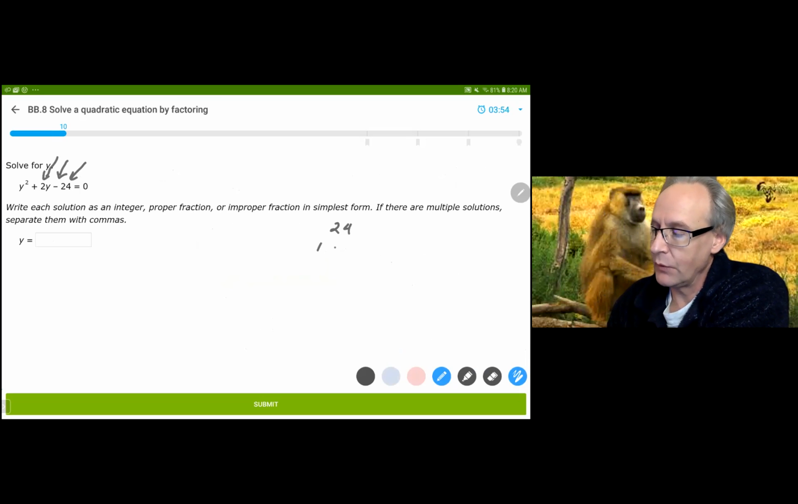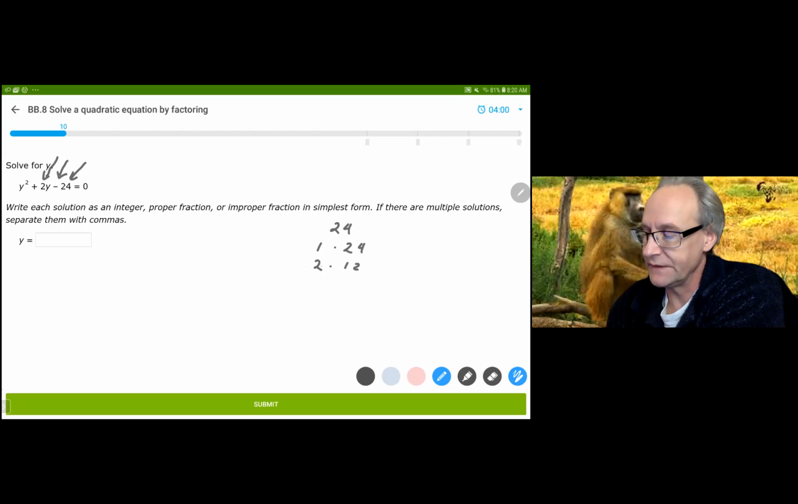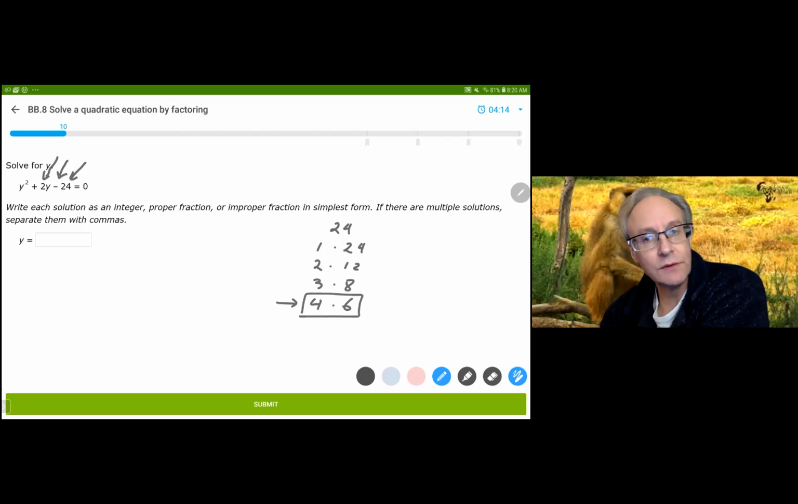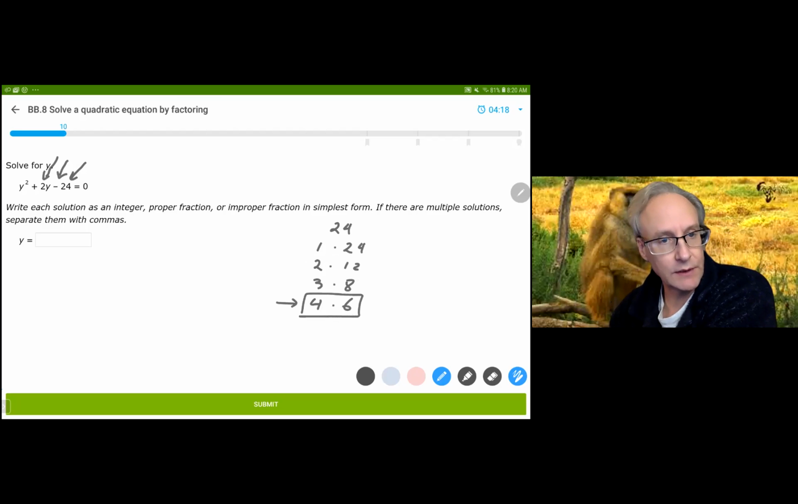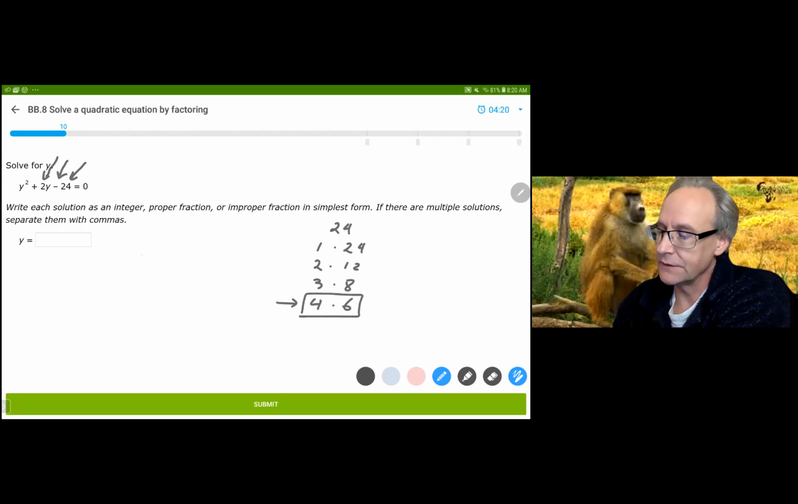So I could multiply 1 times 24, which has a difference of 23. I could multiply 2 times 12, which has a difference of 10. I could multiply 3 times 8, which has a difference of 5. And I could multiply 4 times 6. And the 4 times 6 has the difference of 2. Now, with practice, you will notice, without writing them all down, that this was the one you were looking for. And I'm going to go ahead and do this one last time.